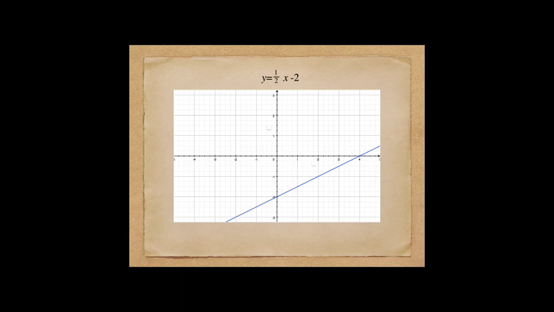So here's an example: y equals 1/2 x minus 2. Let's talk about the line and all the parts and how they work together. So this is the line. You can see that it's going up. That means it has a positive slope. Slope is the angle that it's tilted at.